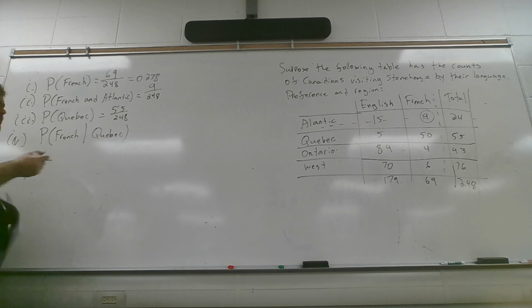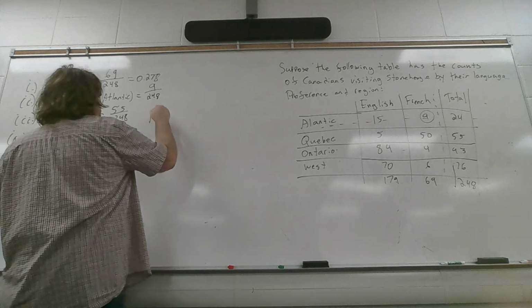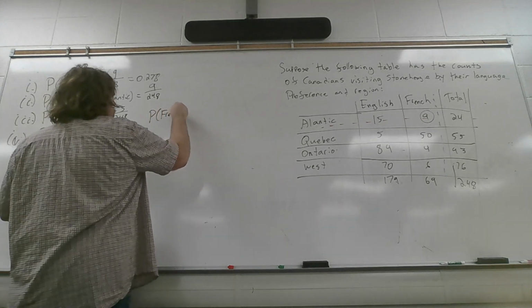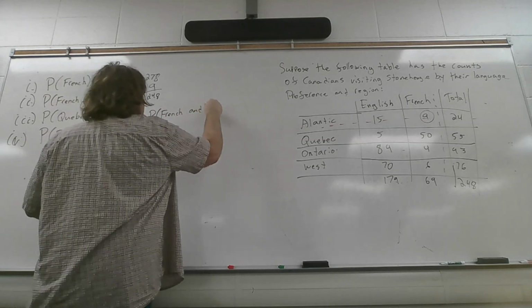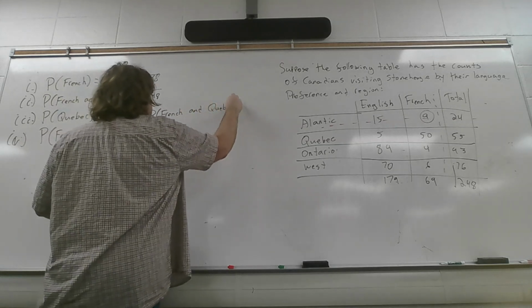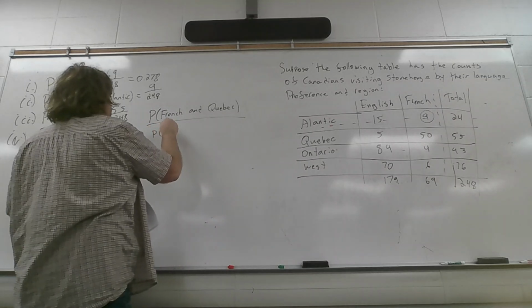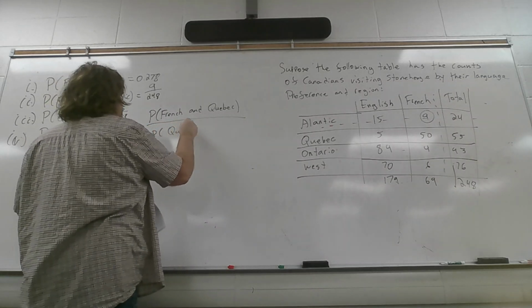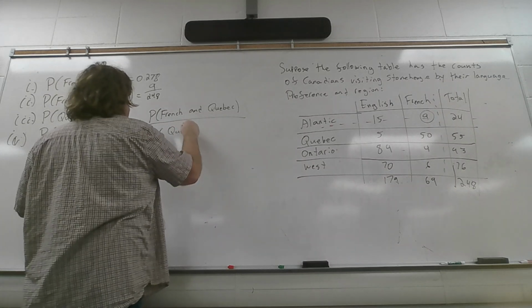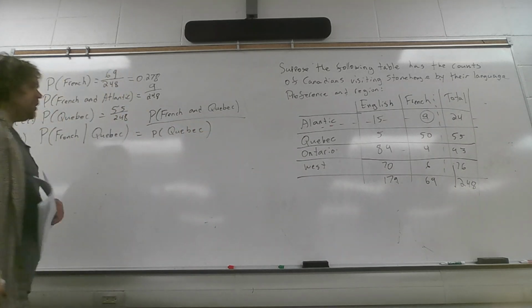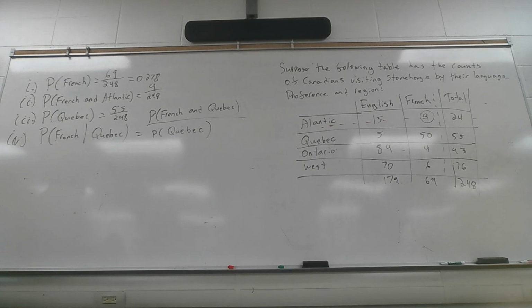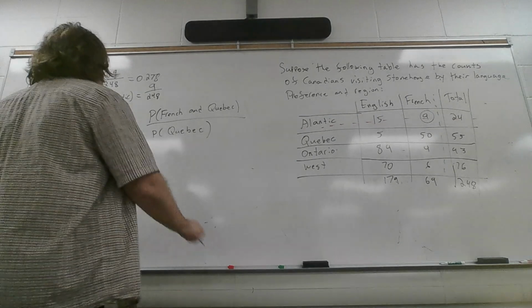Well, there is a formula for it. Probability of French and Quebec over the probability of being from Quebec. Can't spell. Right, this is just what our formula says. I wrote it earlier. This is just our formula.